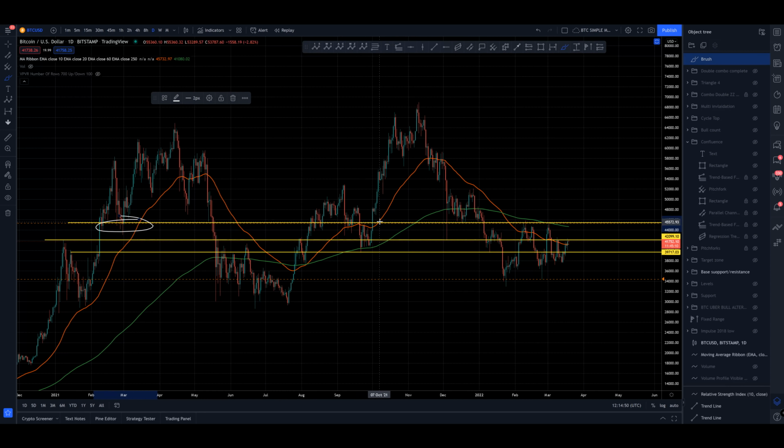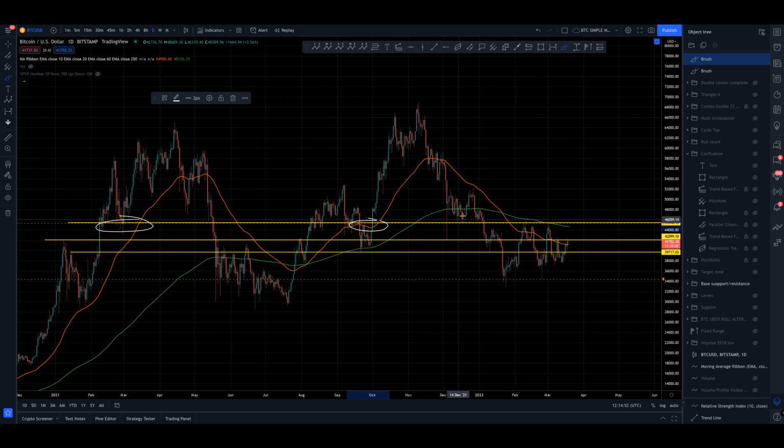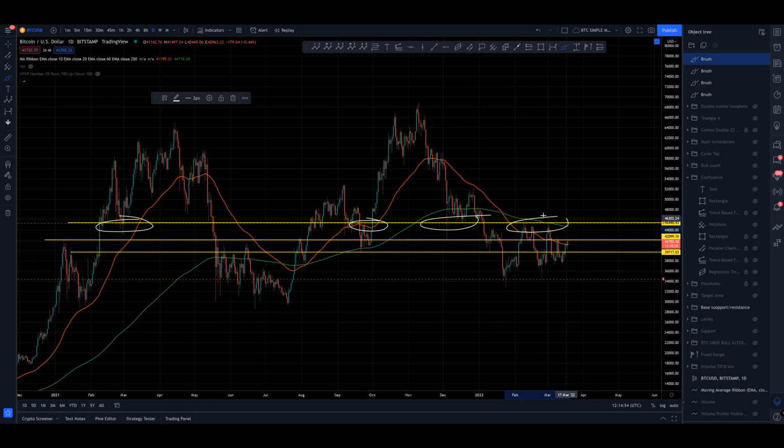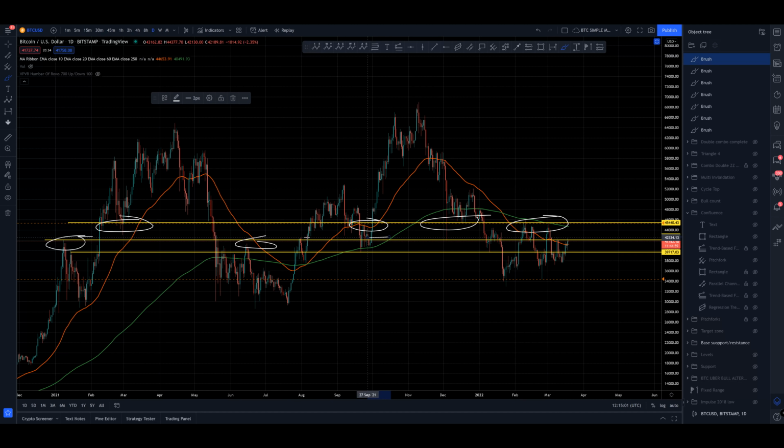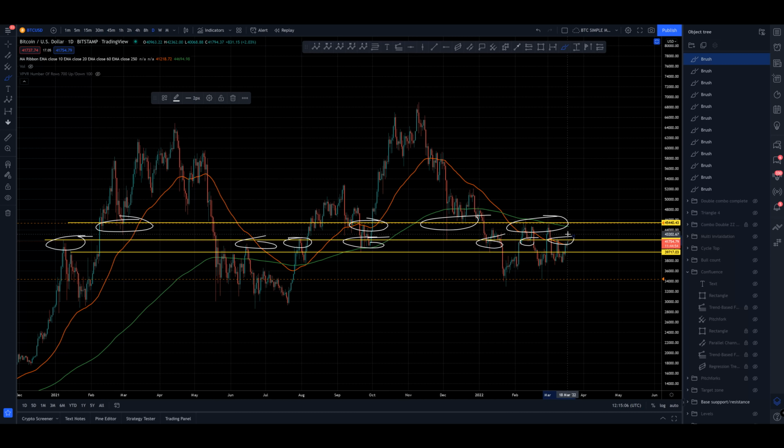Support becomes resistance, becomes support, becomes resistance. Then we have this level here: resistance, resistance, resistance, support, support, support, resistance. We also have the final level here as well, which is support, support, and kind of not really doing anything.